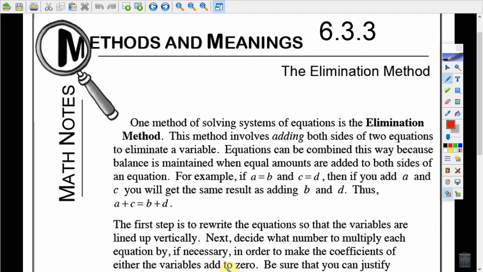One method of solving systems of equations is the elimination method. This method involves adding both sides of the two equations to eliminate a variable. Equations can be combined this way because balance is maintained when equal amounts are added to both sides of an equation. For example, if A equals B and C equals D, then when you add A and C, you will get the same result as adding B and D. Thus, A plus C equals B plus D.